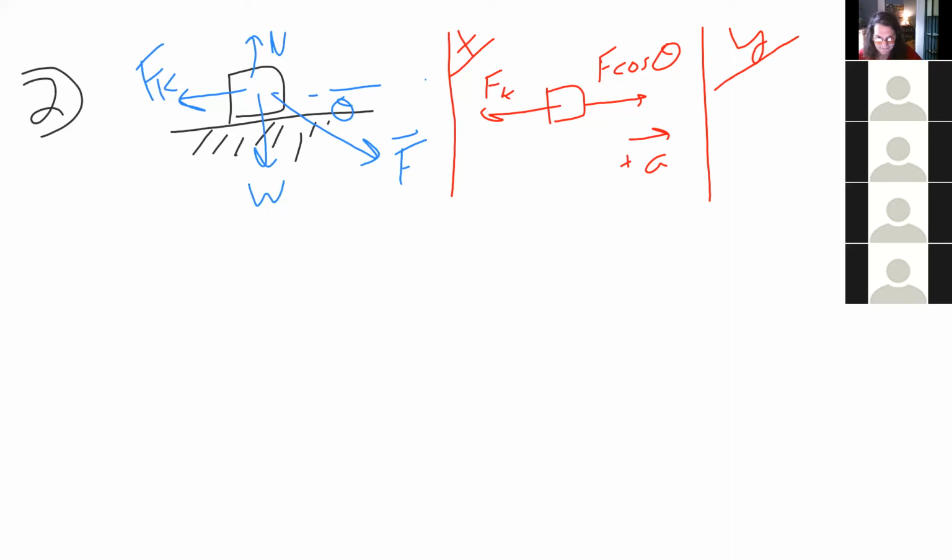On the y side, we are going to have three forces here. So we have our normal force upward and our weight downward. And then we also have a component of the applied force. If the x component was F cosine theta, the y component will be F sine of theta.